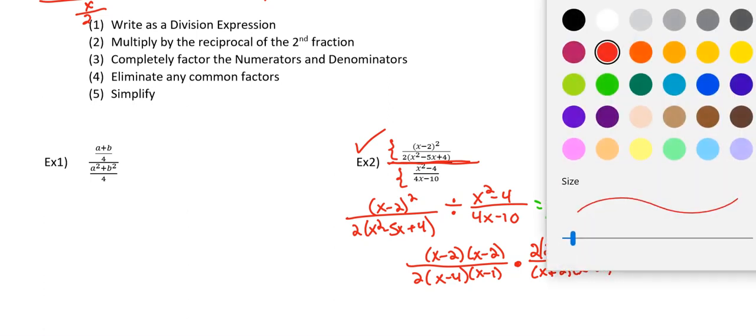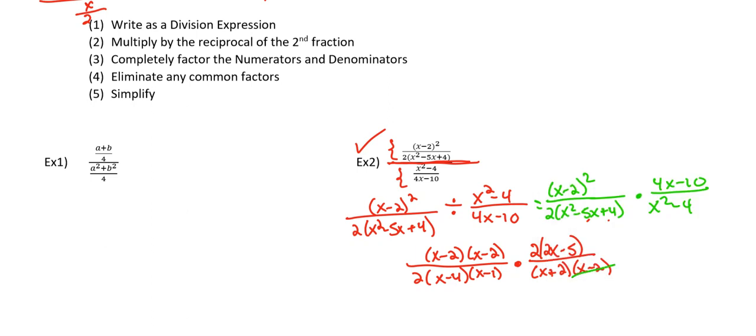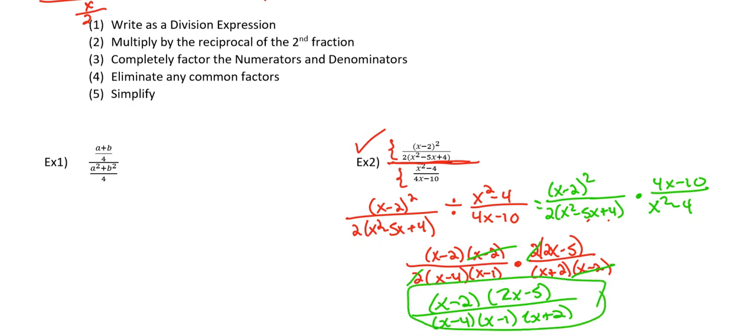All right, so let's see what I can eliminate. I can get rid of an x minus 2. I can get rid of a 2. And that's all I got. Let me just make sure I got my signs right. Yeah, that's all I got. All right, so everything else would be, just going to write it down here, x minus 2, 2x minus 5. All right, that would be my answer for this complex fraction.